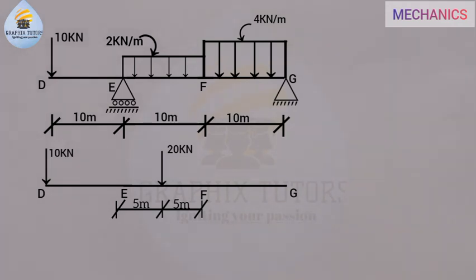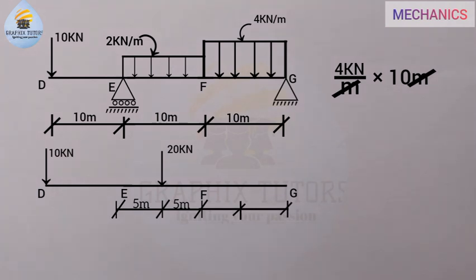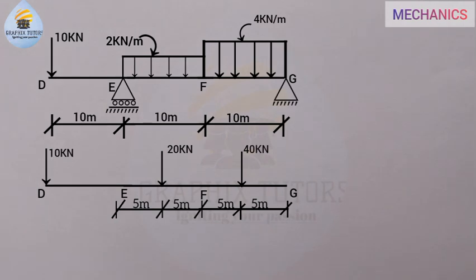Similarly, we look at the next UDL here, which has a force of 4 kilonewton per meter, right? So it means that every meter is 4 kilonewton, and we also have 10 meter between F and G. So it will be 4 kilonewton per meter times 10 meter. The meter equates the meter here, and 10 times 4 is 40. So the 40 will now be acting at the center of the distance the load covers, right? And that is also 5 meter. So I'll be putting it there, 40, acting at the center of F and G.